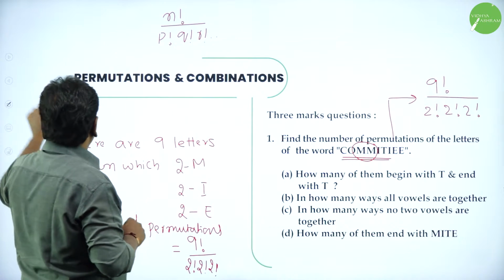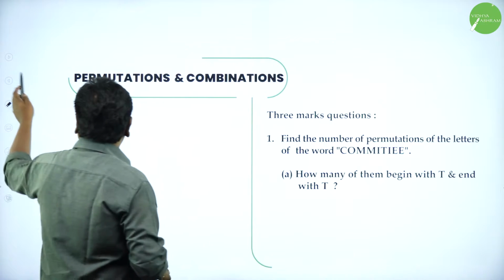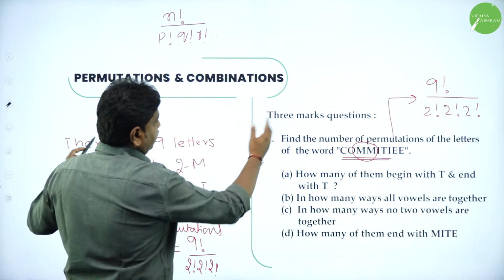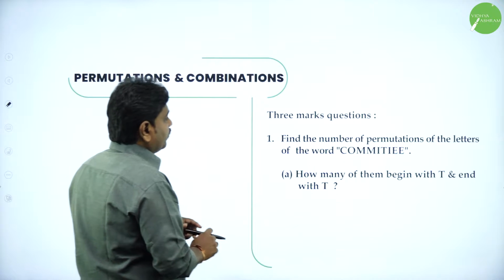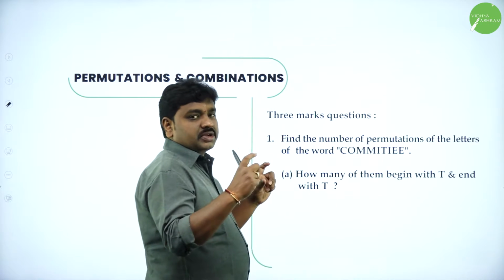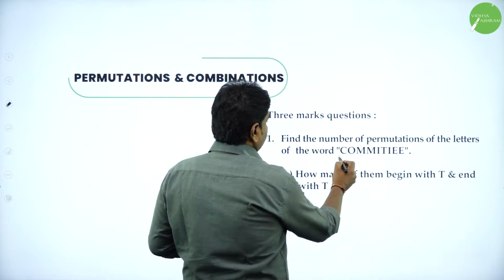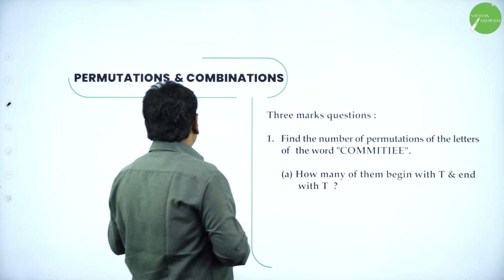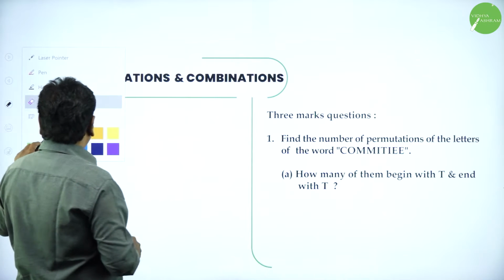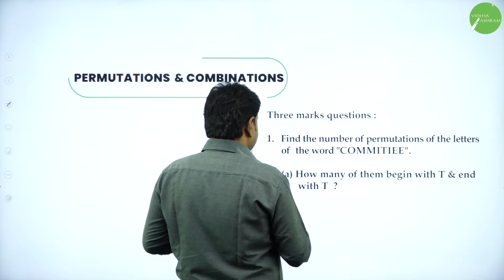Then, so now the first part we have done, total number of permutations, that is 9 factorial by 2 factorial into 2 factorial into 2 factorial. So now how many of them begin and end with T? So first place and last place is T. Other than that, we have in between, see, 1 to 9 places were there. In 9 places, you have filled 2 places with same letters. So remaining 7 places are there.